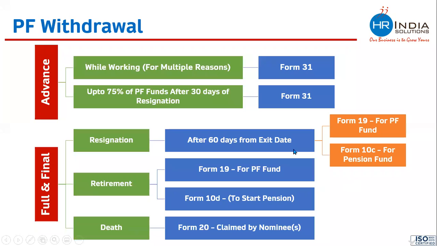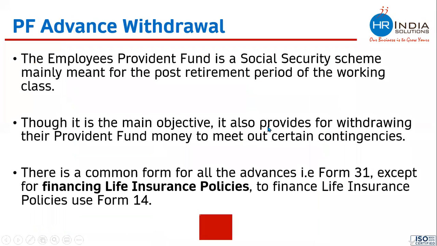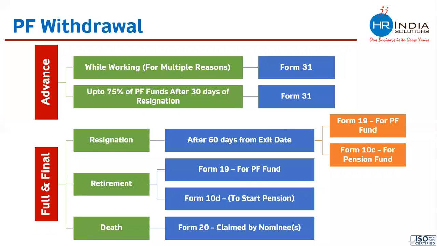In case of resignation, the entire money will be given to you only after 60 days. Or in case of retirement, you can take that by applying immediately. There is no waiting period of 60 days, I guess. And in case of death, there is also no waiting period, and PF can be applied by the nominee using Form 20. So, in case you have applied for 75% of PF funds after 30 days of resignation, the rest 25% you apply after 60 days' completion. Correct, correct. Okay.